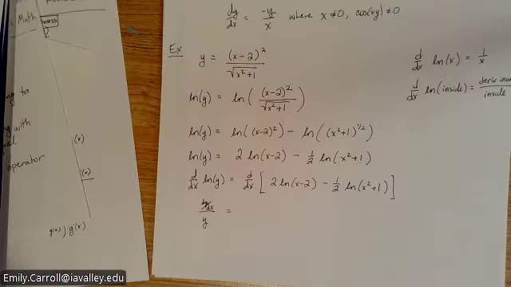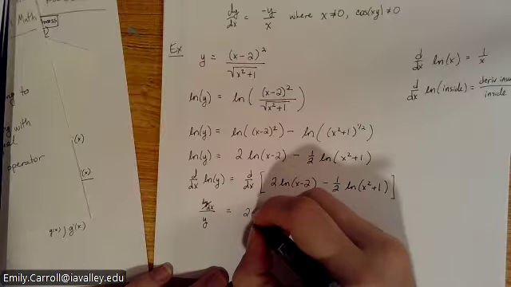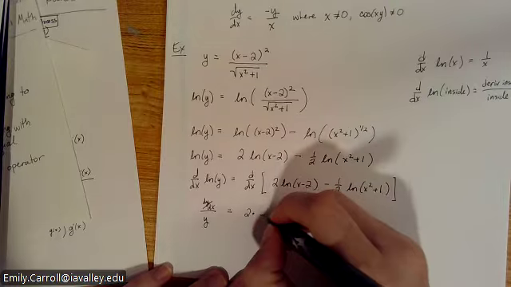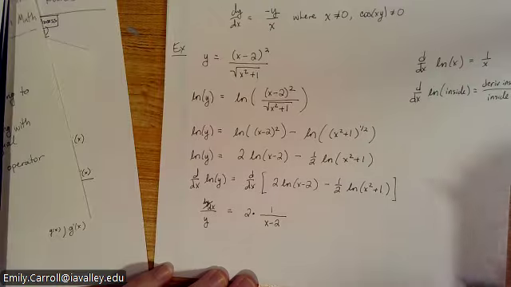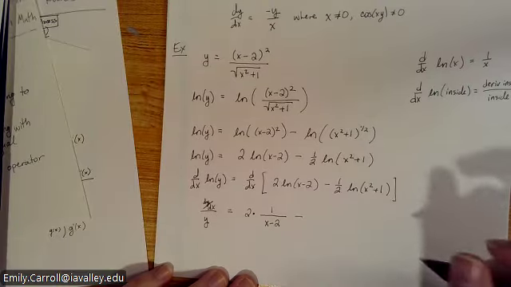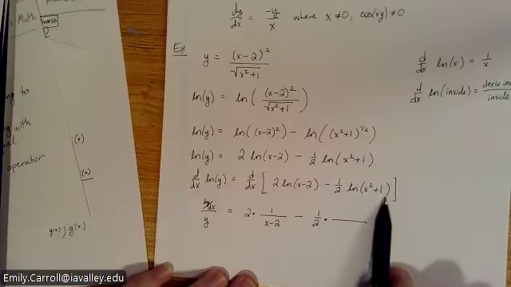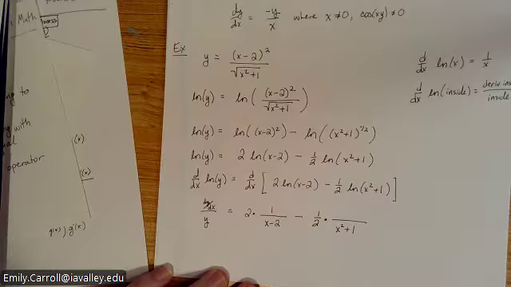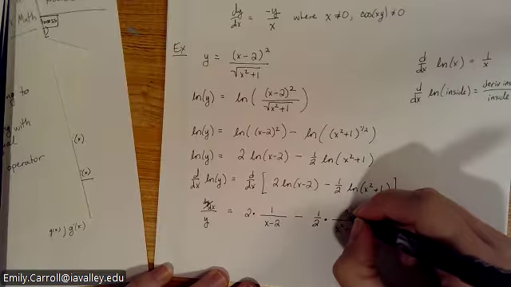Now taking the derivative of the right side. This 2 will tag along times, okay, now chain rule here. So what's my inside? x minus 2. My derivative of the inside, derivative of x minus 2, is 1. Minus 1/2 times, keep the inside, put it on the bottom, x squared plus 1. Derivative of the inside will go on top. So the derivative of x squared plus 1 is 2x.